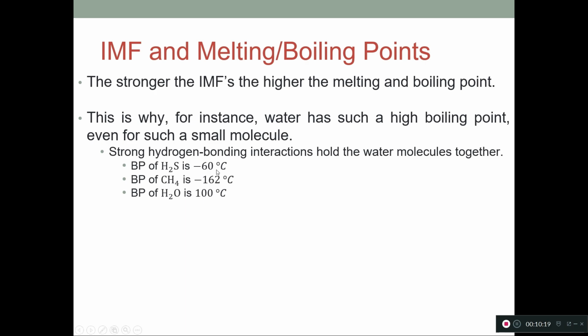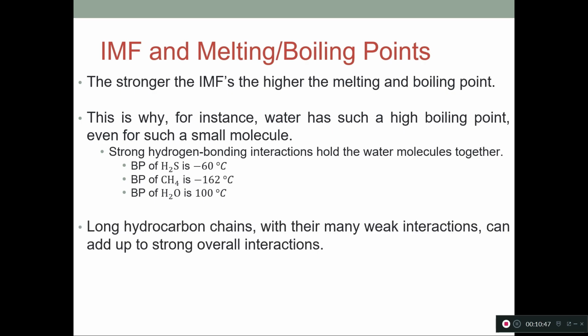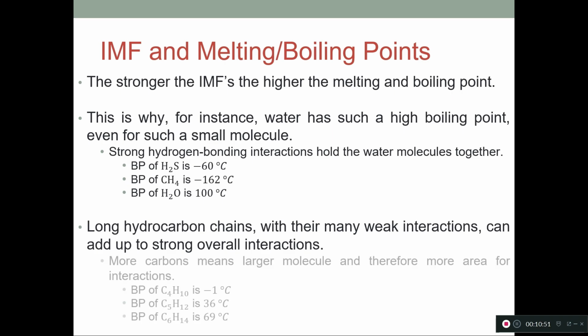Similarly, the methane here, which is a very similar mass of a molecule, has a boiling point of negative 162 degrees Celsius, where again, water is 100 degrees Celsius. And so we see that that polarity of the water molecule is doing a lot to actually increase the boiling point. And so long hydrocarbon chains with their many weak interactions can also add up to strong overall interactions. So having more carbons just means that there is a larger molecule and therefore more area for interactions.